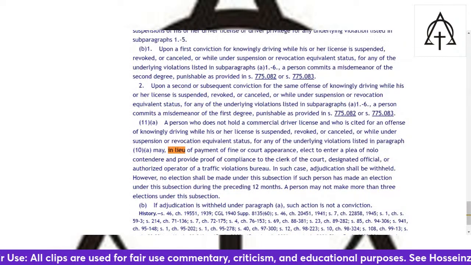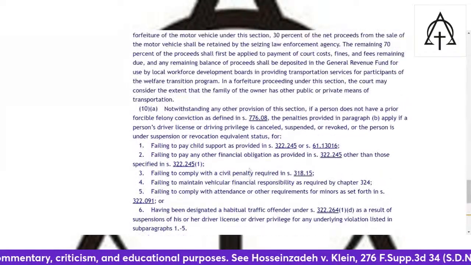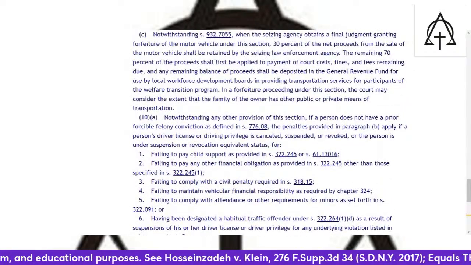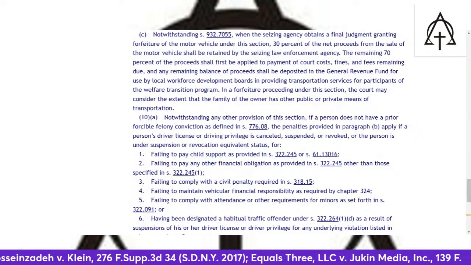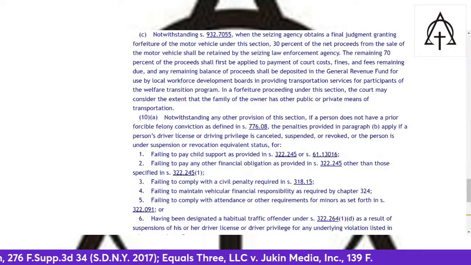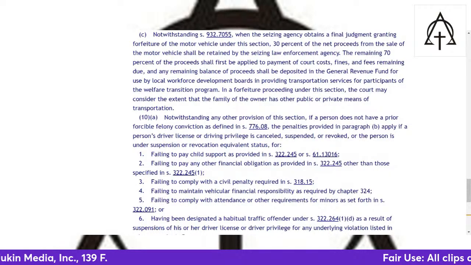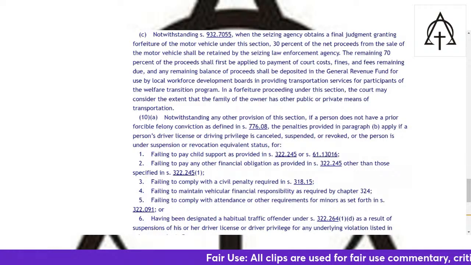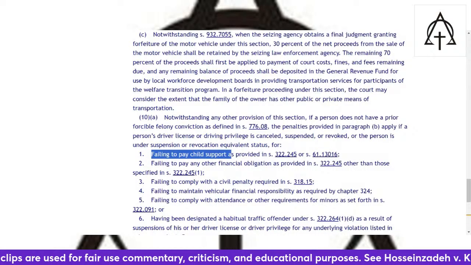So it doesn't say anything about in lieu of bail. But let's look at 10 and see what they're saying. Notwithstanding any provision of this section, if a person does not have a prior forcible felony conviction as defined, the penalties provided in paragraph B apply if a person's driver's license driving privilege is canceled, suspended, or revoked, or the person is under suspension or revocation equivalent status for failing to pay child support.